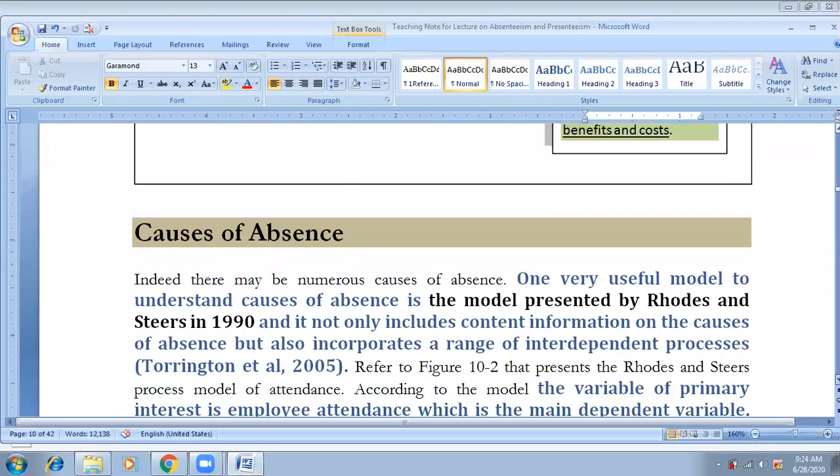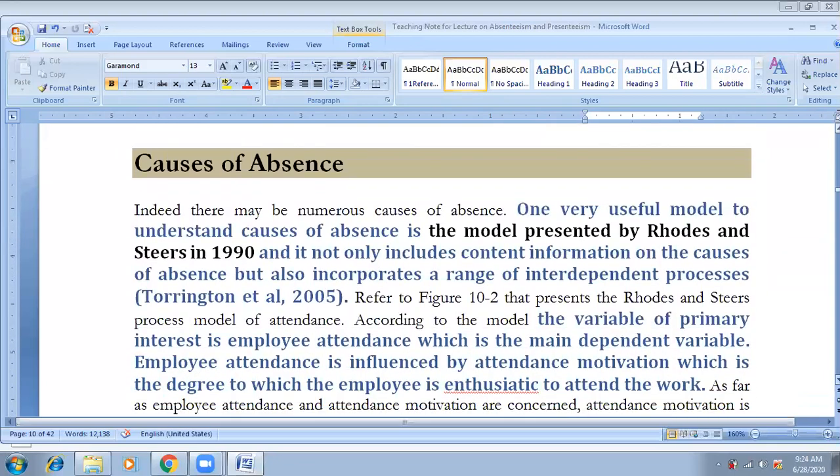Are you all right? Sampath, any questions? Yes, sir. No, sir. Right.